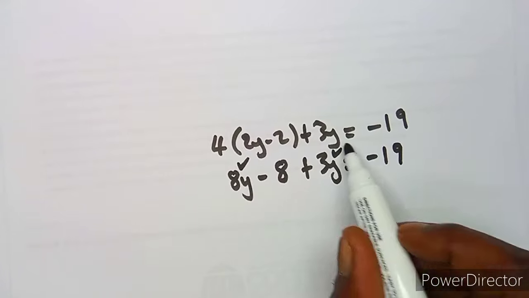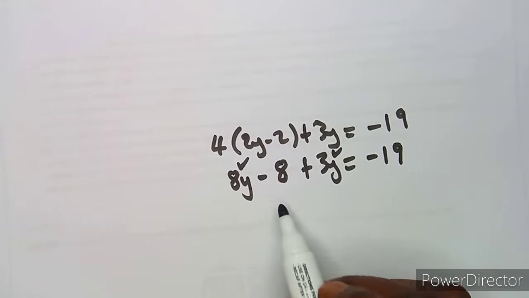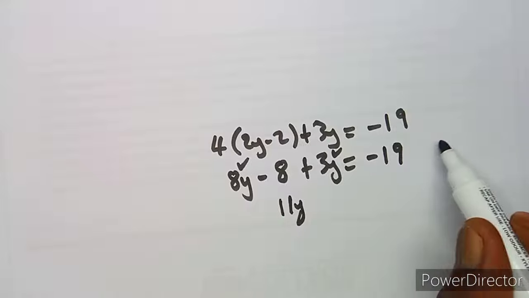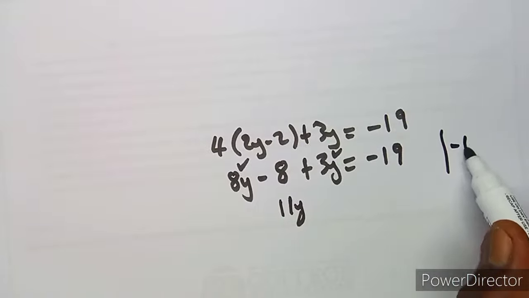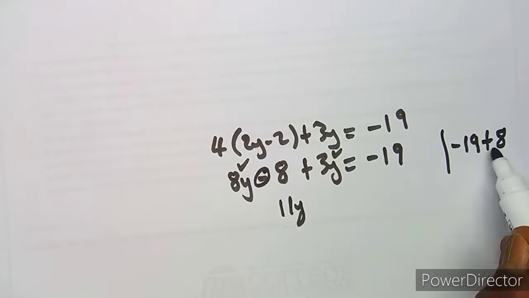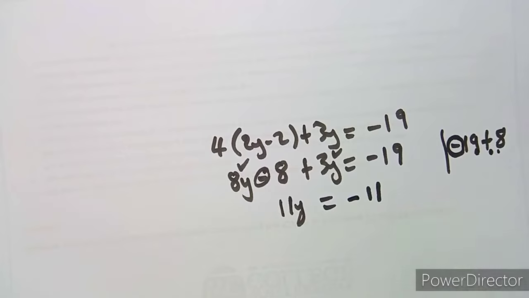So we can collect like terms, because now we only have y throughout the equation. We no longer have x, so it's 8 and 3, which is 11y. Then we can transpose minus 8 to this side, which is going to be a plus. So it will be minus 19 plus 8, because it was a negative, so it's going to be a plus. That simply means we have 19 minus 8, which is 11. Then we take the sign of the bigger number, which is minus 11.